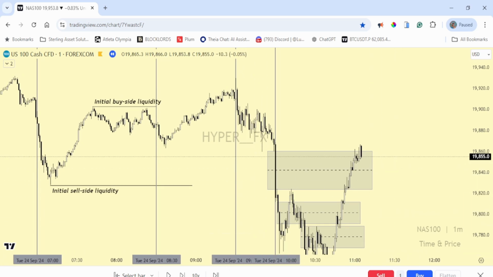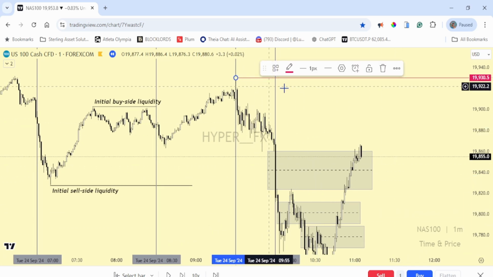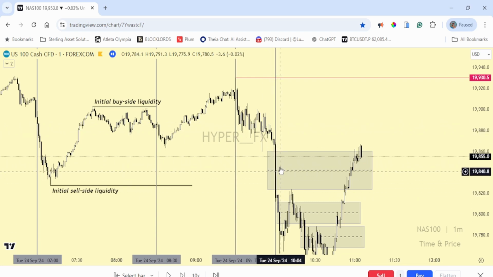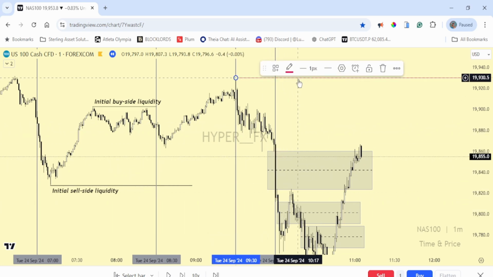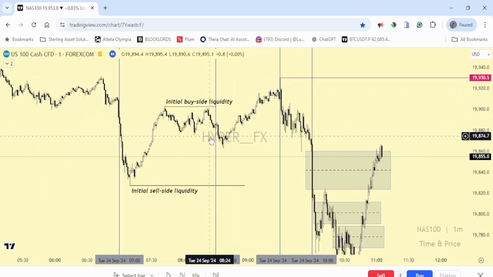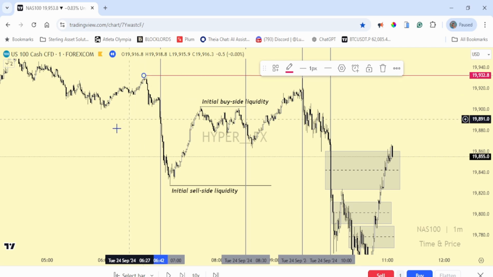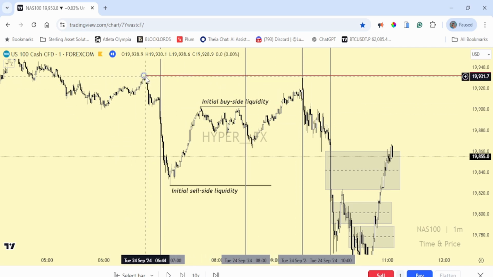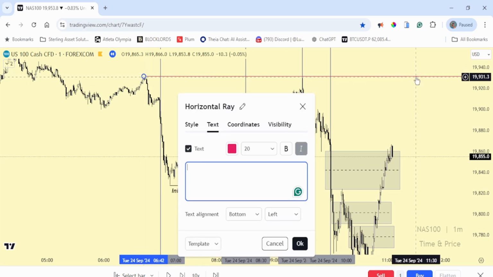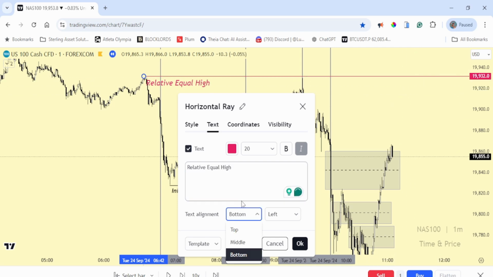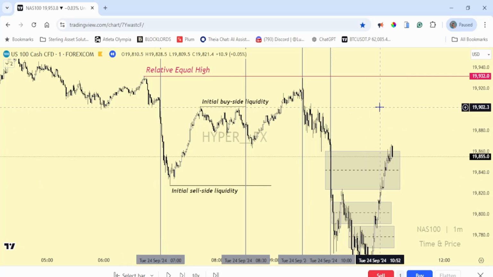So our target is mainly this high that was created before this sell side imbalance. That is our target. This is actually a relatively poor high because this high did not offset this high right here. So I will prefer to take this as my target. Remember, relatively poor highs are good places to target. So, relatively poor high right there.